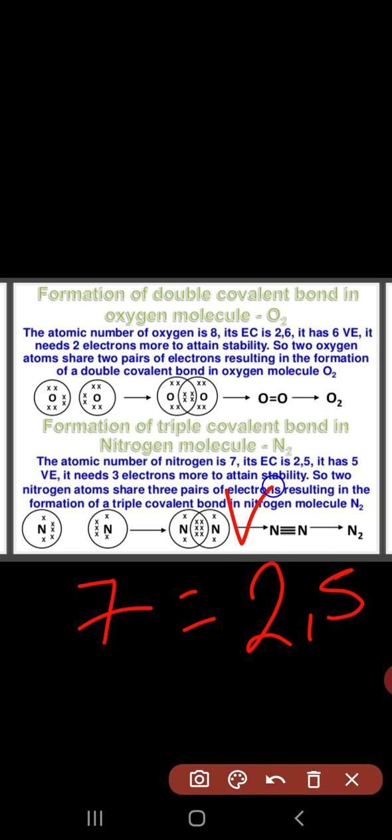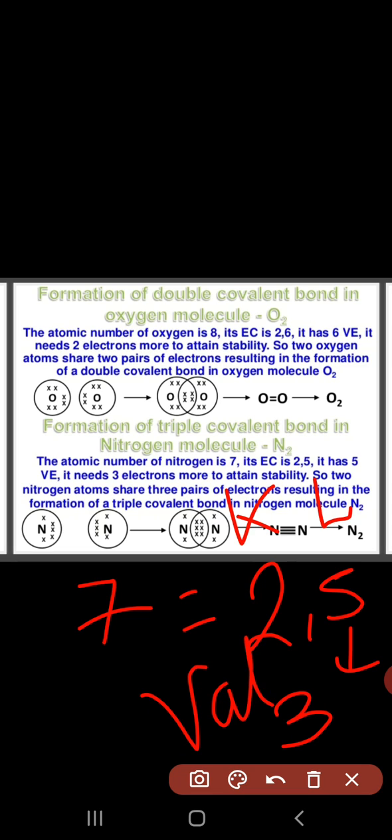First of all, the atomic number of nitrogen is 7, and the electronic configuration is 2, 5: 2 in the K shell and 5 in the L shell. So for stability, 3 electrons are needed. That means the valency of nitrogen is 3. Now see, this is the first nitrogen atom. In the first shell it has 2 electrons, and in the second shell it has 5 electrons. That means it requires 3 electrons: first, second and third.